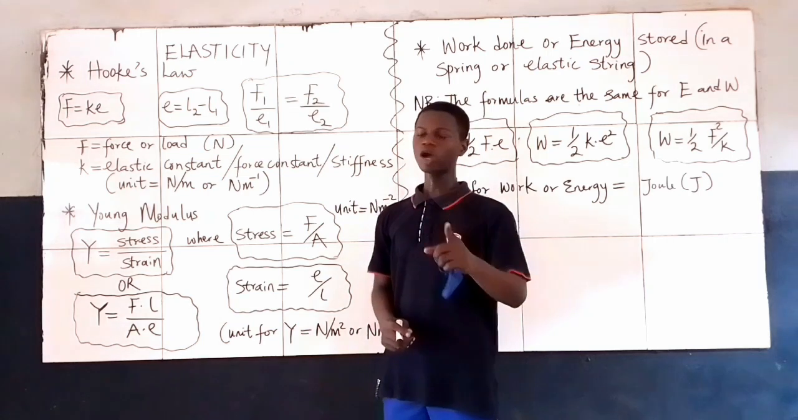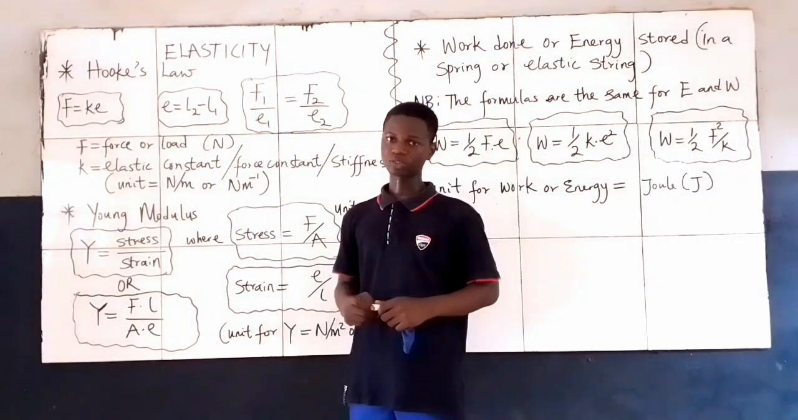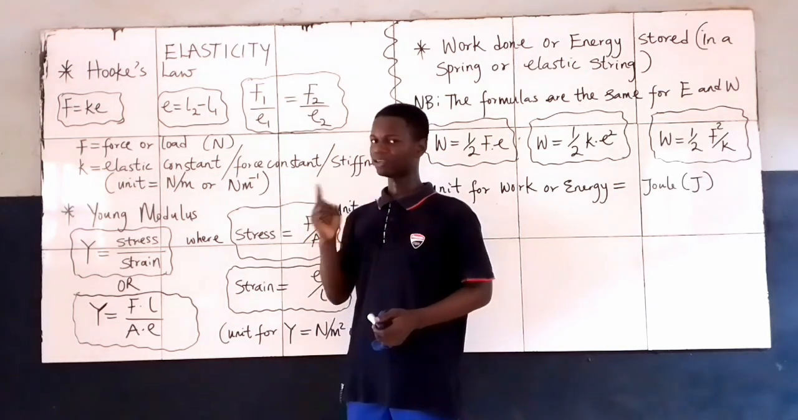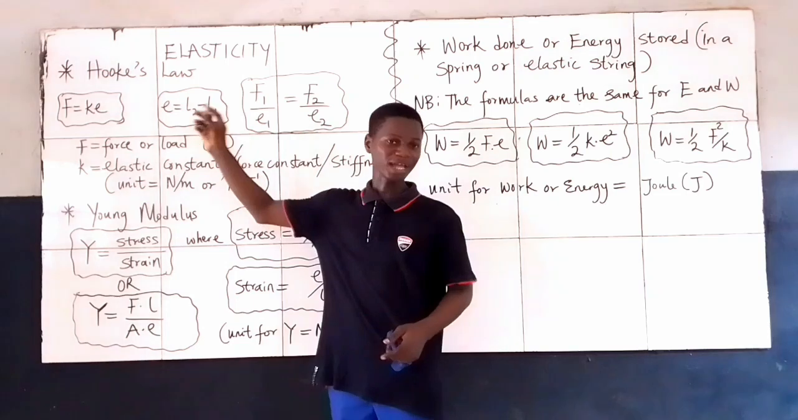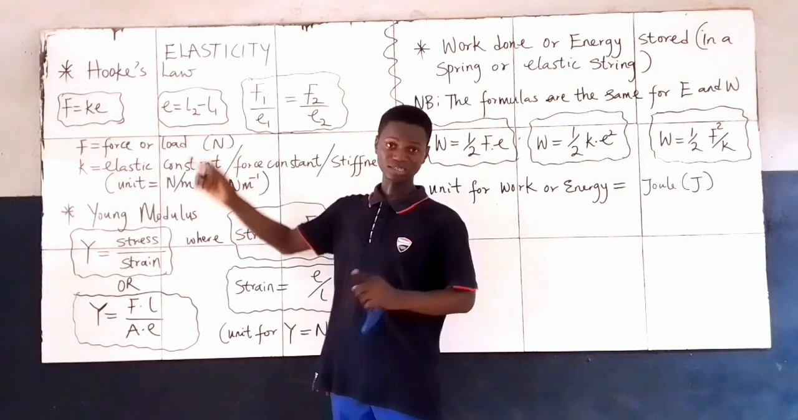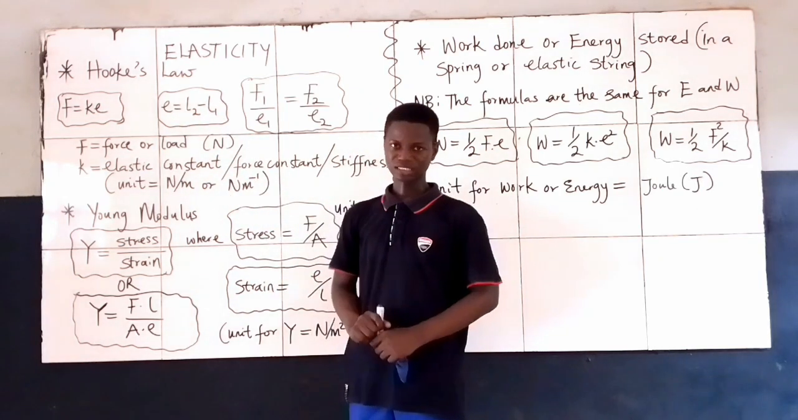Now, sometimes you won't be given the extension directly. You'll be the one to find the extension yourself. In such cases, you'll be given the initial length and the final length. The formula to get the extension will be the final length L2 minus the initial length L1. This is the formula for calculating extension.